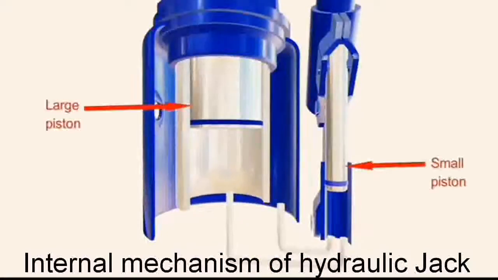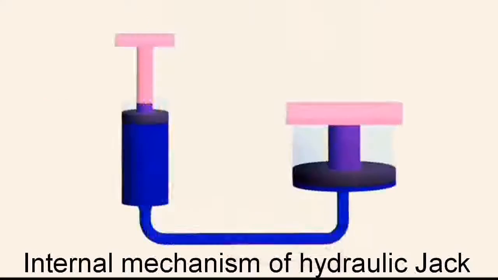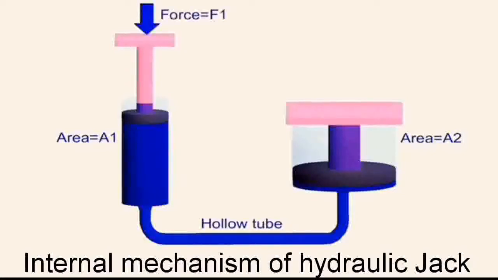This hydraulic jack has a big piston connected to a small piston with a hollow tube. Let's see and understand how this hydraulic jack uses the principle to multiply the applied force. Here, the smaller cylinder with the cross-section area A1 is connected to the larger cylinder with the cross-section area A2 by using a hollow tube.